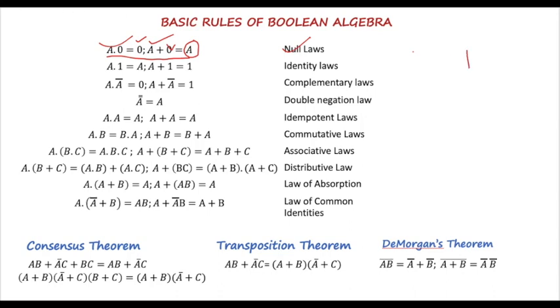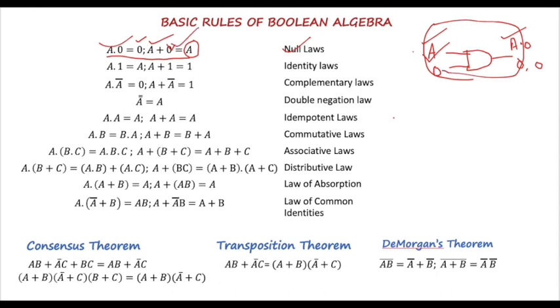Now I am explaining the null laws using an AND gate. Here you can see A is the input of a 2 input AND gate and 0 is the other input. So this gives the output A dot 0. Now you can see if A equals 0, then the output will be 0. If A equals 1, then also the output will be 0. So the output will always be 0.